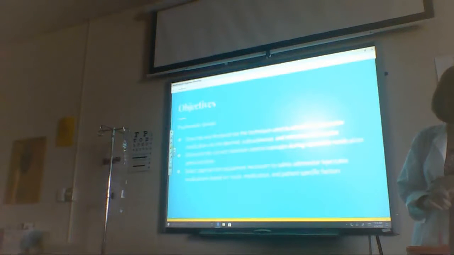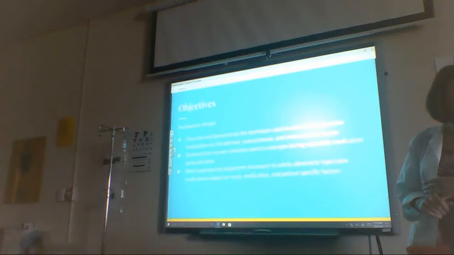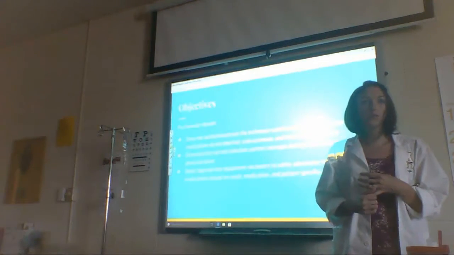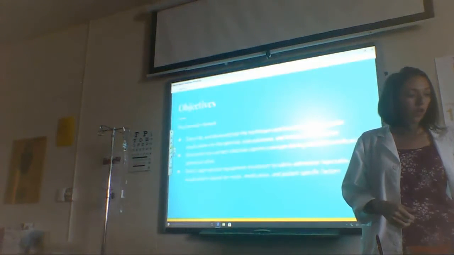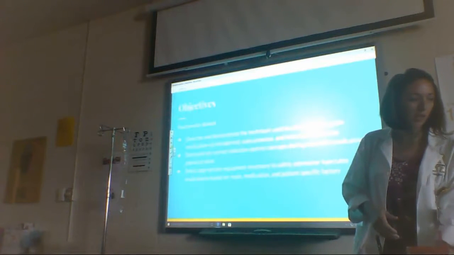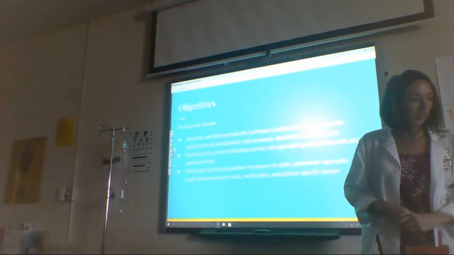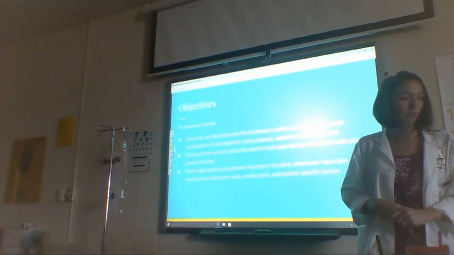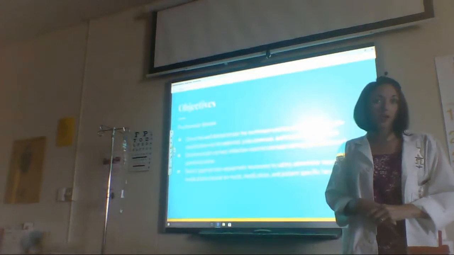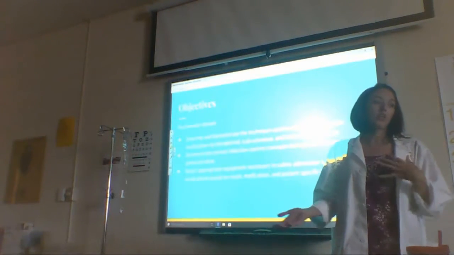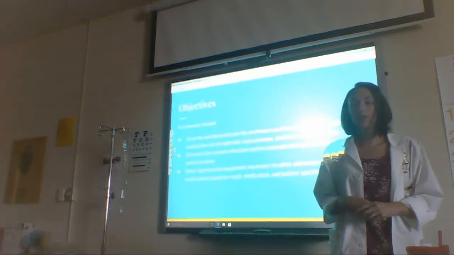We're going to need for you to be able to describe and demonstrate the techniques used to administer injectable medication via the intradermal, subcutaneous, and intramuscular routes. Demonstrate the correct infection control concepts during injectable medication administration, and select appropriate equipment necessary to safely administer injectable medications based on the route, the medication, and patient-specific factors. What do you think I mean when I say patient-specific factors?